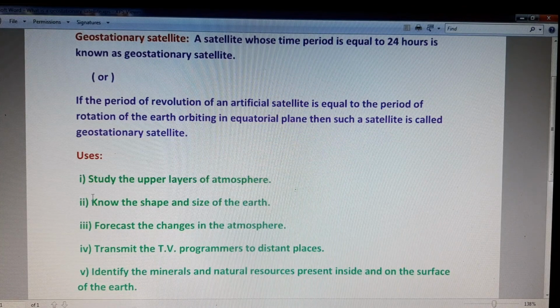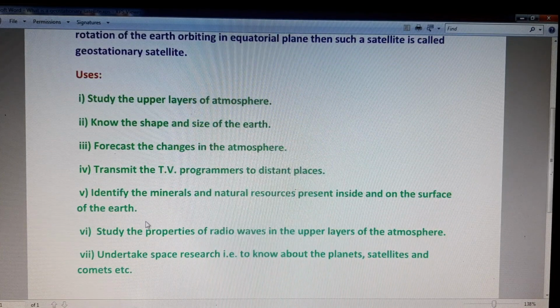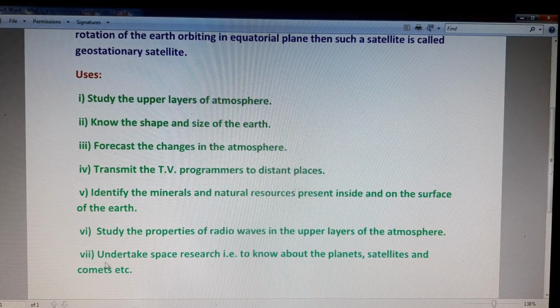So the first use is to study the upper layers of the atmosphere, and the second point is to know the shape and size of the earth, and third one, forecast the changes in the atmosphere, and fourth one, transmit the TV programmes to distant places, and fifth one, identify the minerals and natural resources present inside and on the surface of the earth. Sixth one, the study of the properties of radio waves in the upper layers of the atmosphere. And seventh one, undertake space research, that is, to know about planets, satellites and comets, etc.